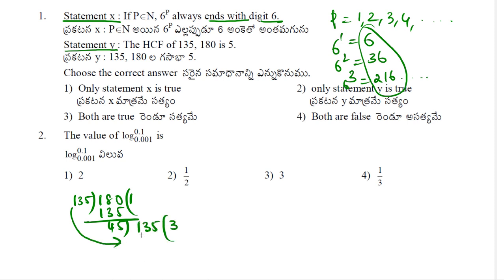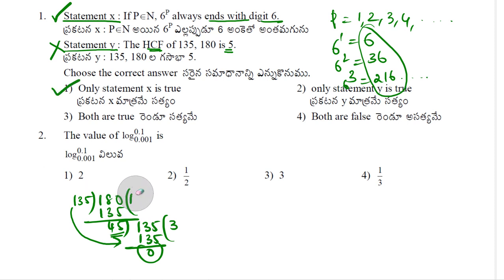45 3s, 135, you know that. The remainder is 0. So in this case, 45 is the HCF. So the given statement that 5 is the HCF is false, and statement X is correct. Only statement X is true. Yes, this is correct. So option 1 is correct.